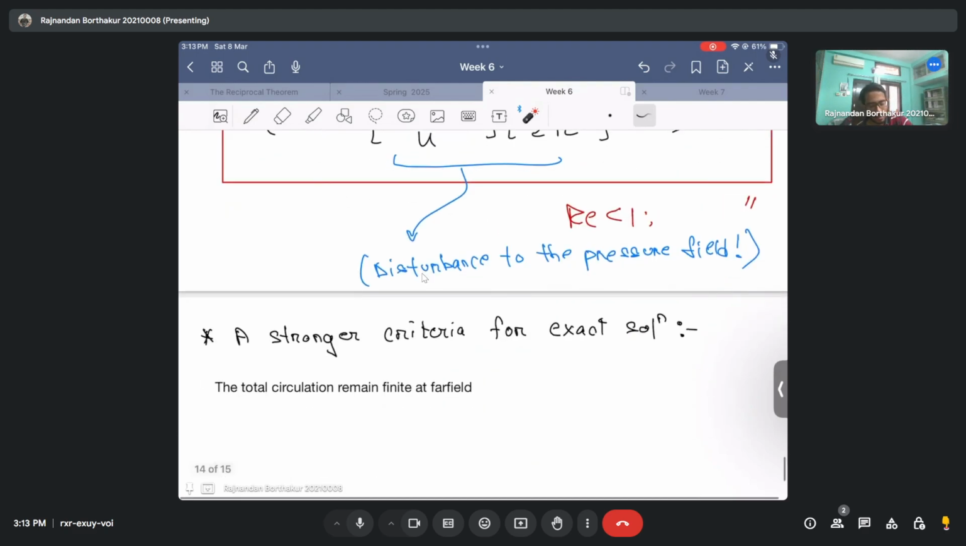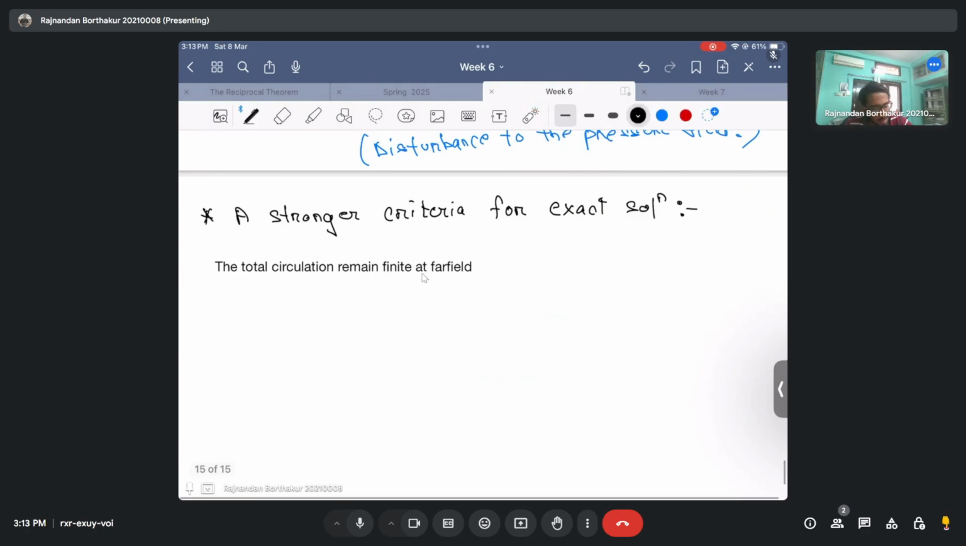And I gave a hint that a stronger criterion for exact solution is possible if we consider the circulation to be finite at far field. Basically, before using this criterion, in order to find a stronger solution, I say it's a stronger solution because we will see that once this analysis is completed, it won't give us the exact solution for all the parametric spaces of the Reynolds number. That still won't be possible.